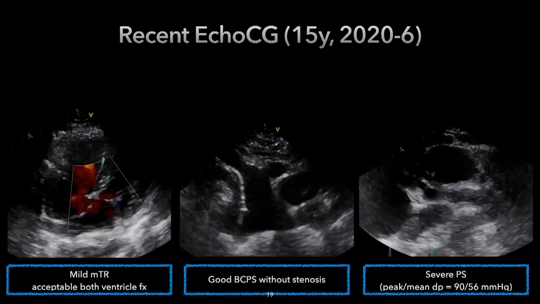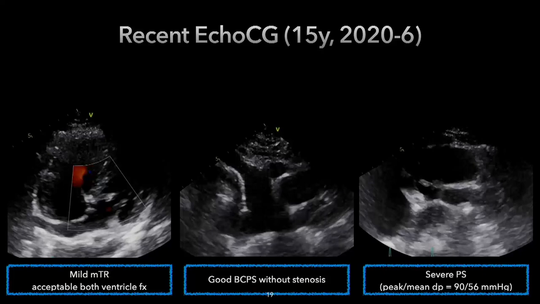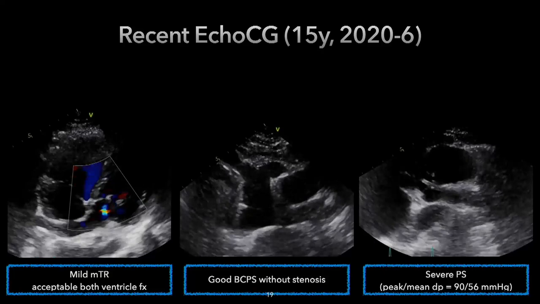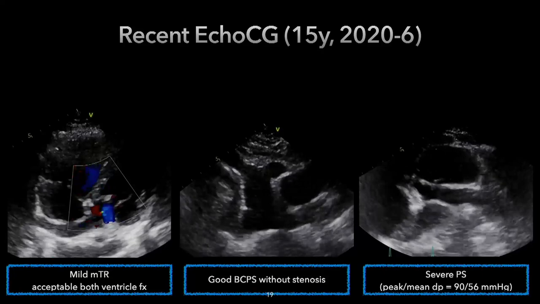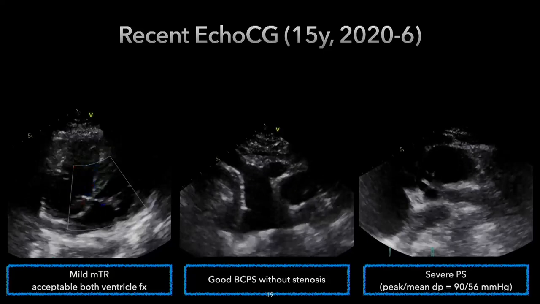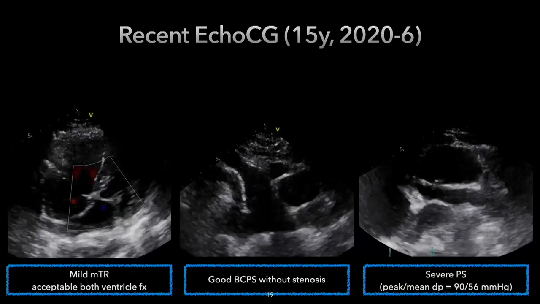Recent echo shows acceptable both ventricle function with mild TR, morphologic TR, and good BCPS without stenosis and severe PS with a peak pressure gradient of 90 millimeters of mercury. So in this case, the patient underwent BCPS only, in which the morphologic LV is exposed to high pressure and trained due to the uncorrected VSD and severe PS, with a currently gradually decreased saturation.